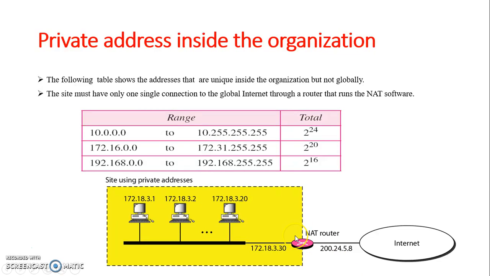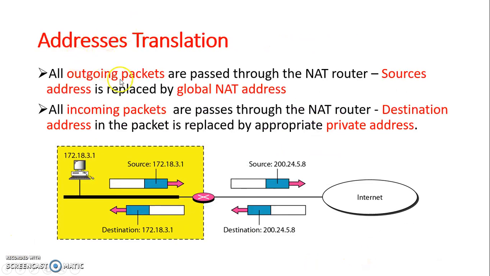That is, the router that connects to the global network uses one private network as well as one global network. So the global network, or the internet, sees only the NAT router via this global address 200.24.5.8. In this example, all the outgoing packets will be passed through this NAT router. That is, the source address is replaced by this global NAT address. So this is a source address. When it is going outside, it is replaced by this NAT router address.